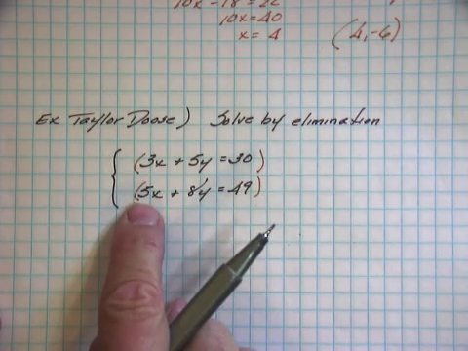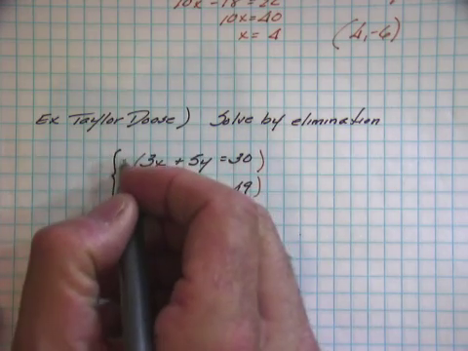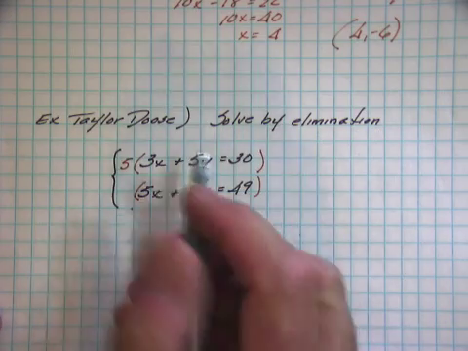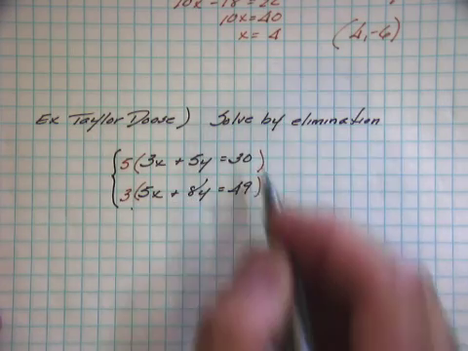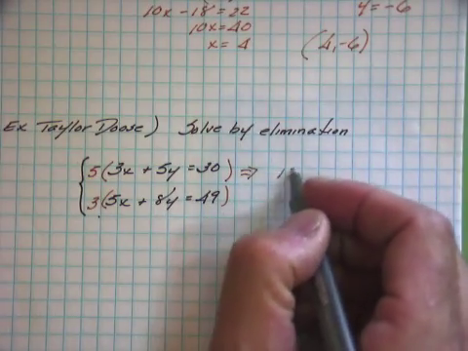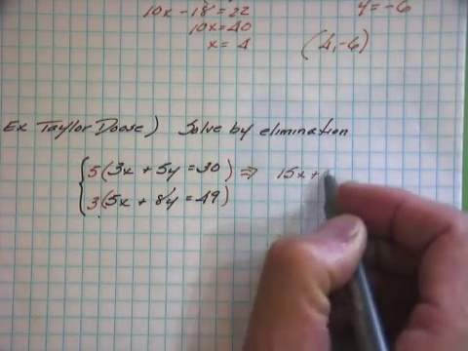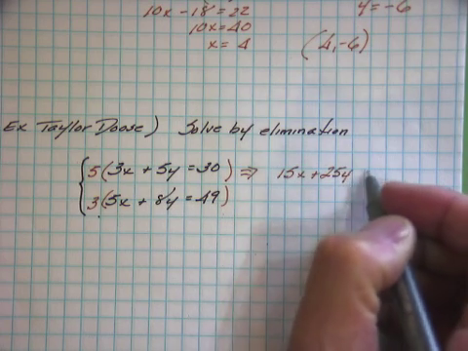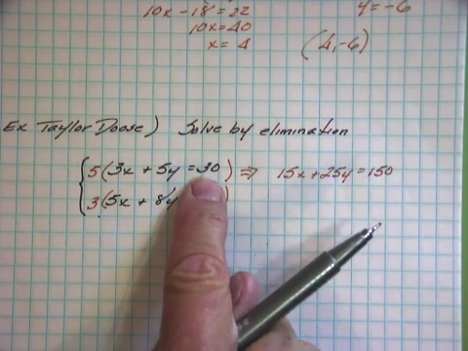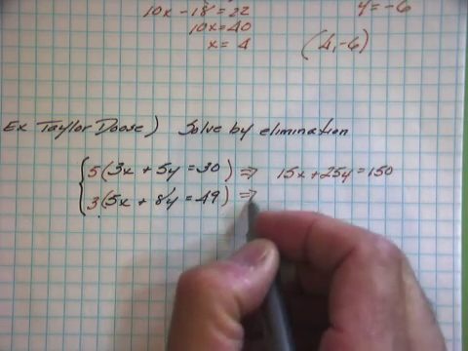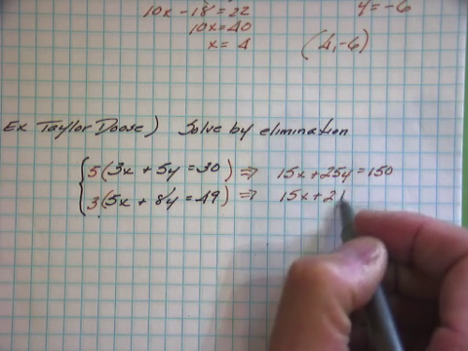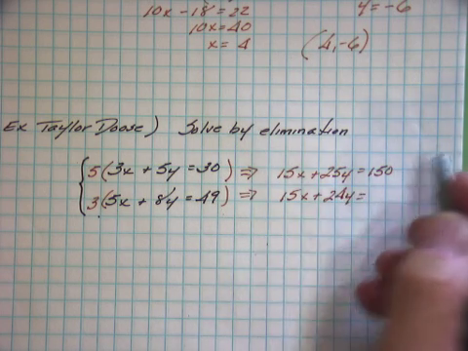Well, sometimes you have to multiply both equations. So the least common multiple of 3 and 5 is 15. To turn 3 into 15, I'm going to multiply the top by 5. And to turn 5 into 15, I'm going to multiply the bottom equation by 3. So the top equation becomes 15x plus 25y equals 150. Don't forget to multiply all the way over.